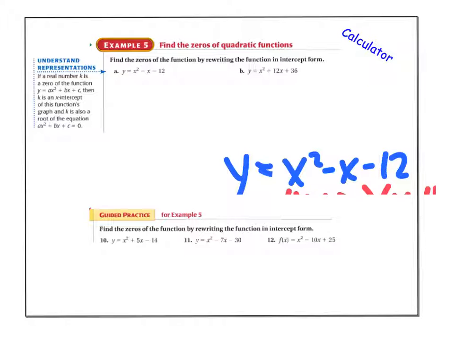All right, guided practice, it's your turn. They're asking you to find the zeros of the function by rewriting it in intercept form. So get started with that, pause it, and come on back.